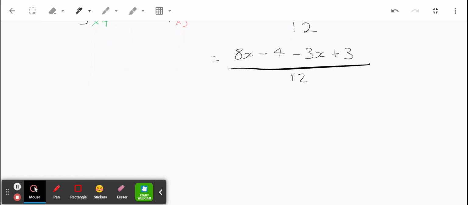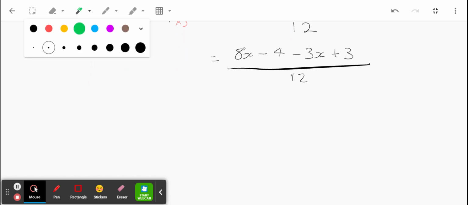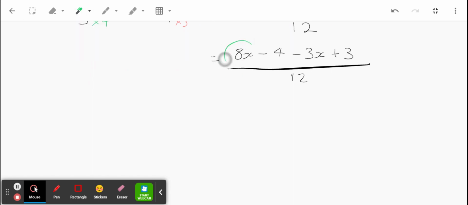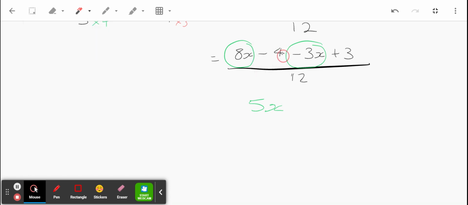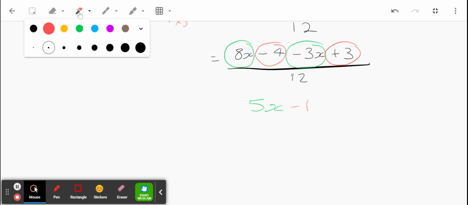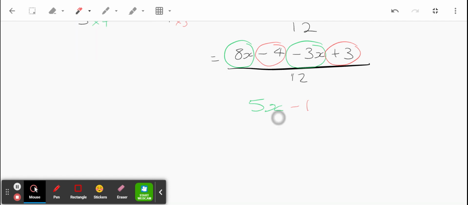Now we simplify this, just like we did before. We collect our like terms. So I've got 8x and I have minus 3x. 8x minus 3x is 5x. And I have minus 4 and plus 3, which is minus 1. And all of that is over 12.